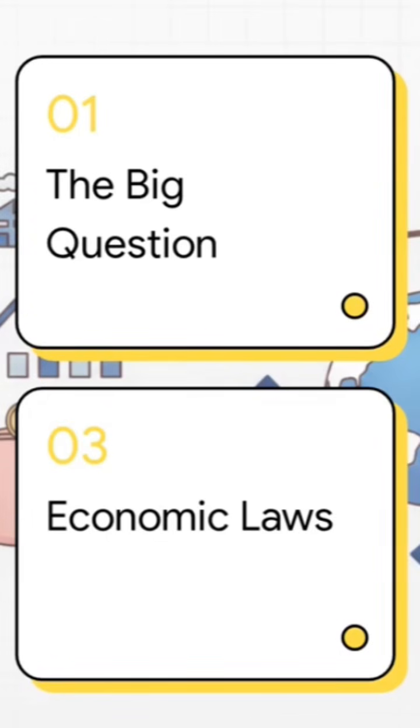So, here's our roadmap for today. First, the big question. Second, the scope of economics. Third, understanding economic laws. And fourth, limitations of the laws. By the end of this quick explainer, you're going to have an ironclad toolkit to absolutely ace these foundational topics.